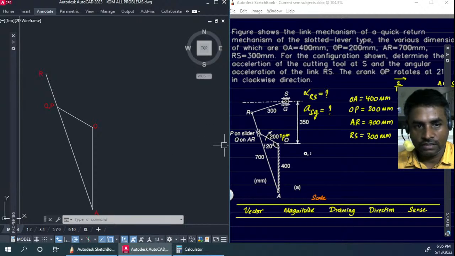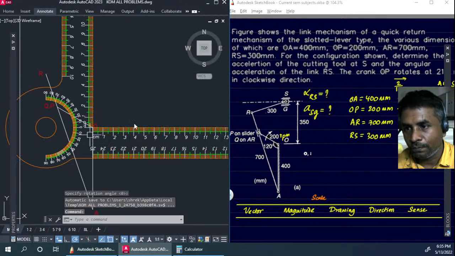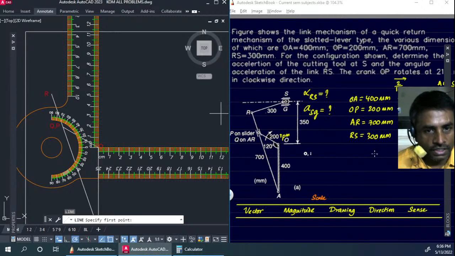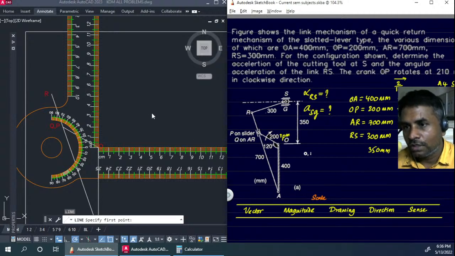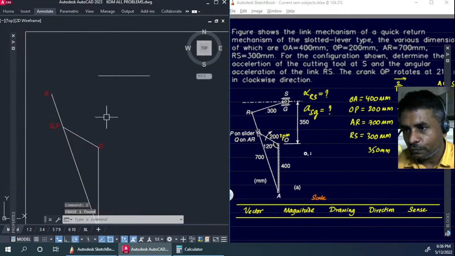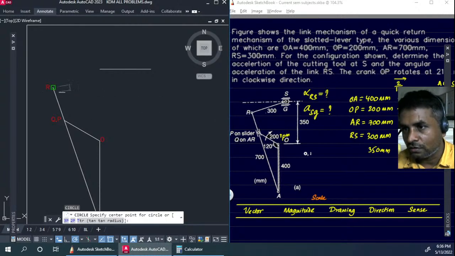We need a horizontal line from there, so I'm just going to place this over here, and at what distance? That is 350. Again we need to modify it over here, so we get 3.5 and develop that, which is 7 centimeters. So I need to take a horizontal line at 7 centimeters, and then the RS length has got to be 6 centimeters. So I have to take a circle.